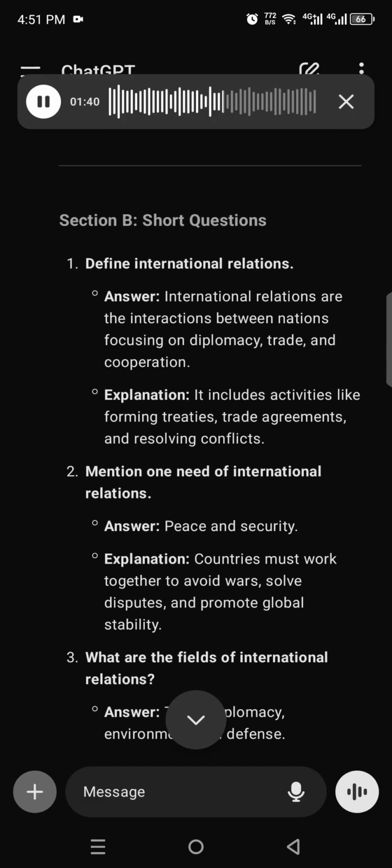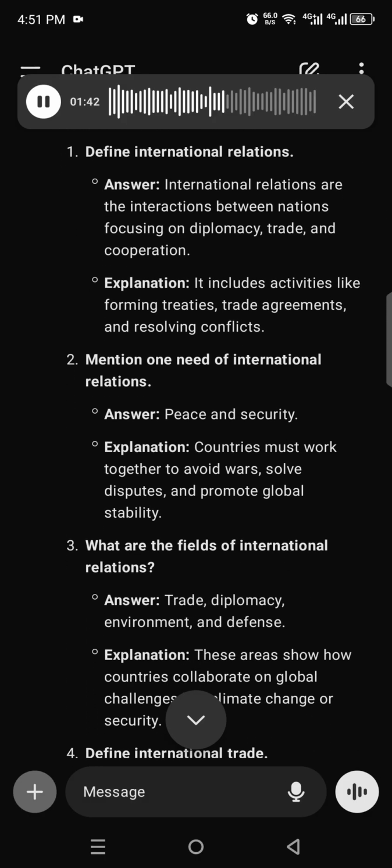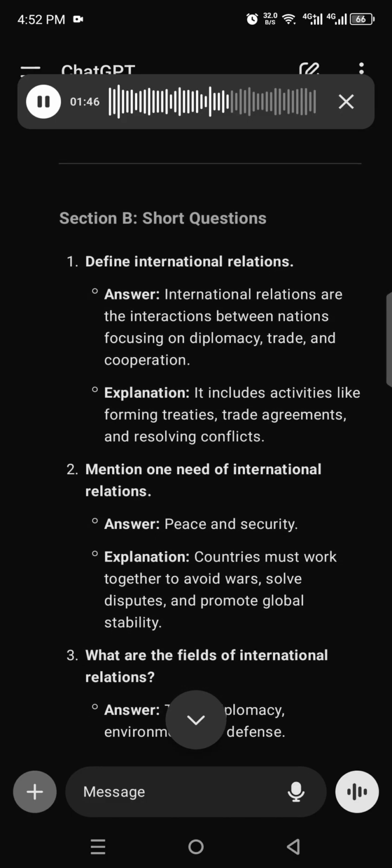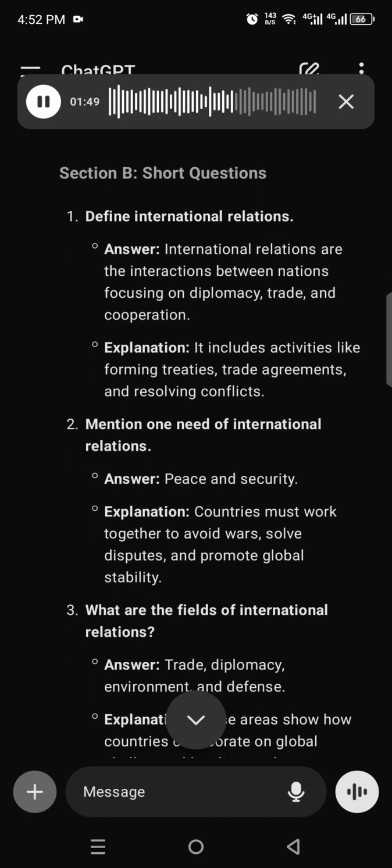3. Mention one need of international relations. Answer, peace and security. Countries must work together to avoid wars, solve disputes, and promote global stability.